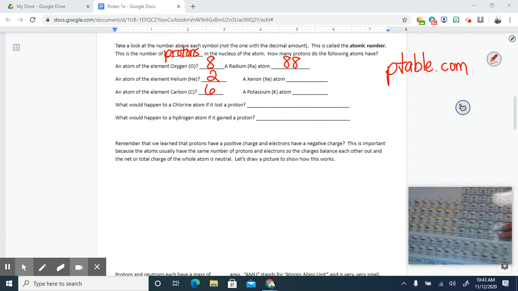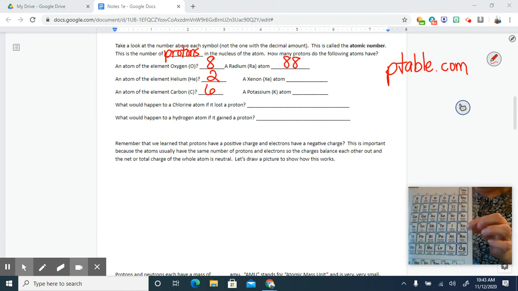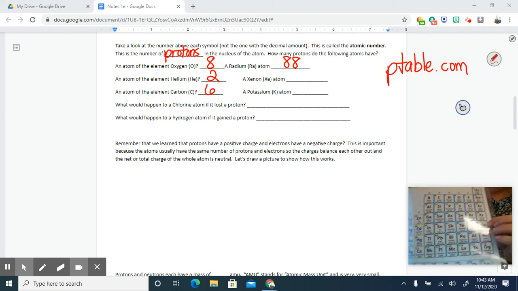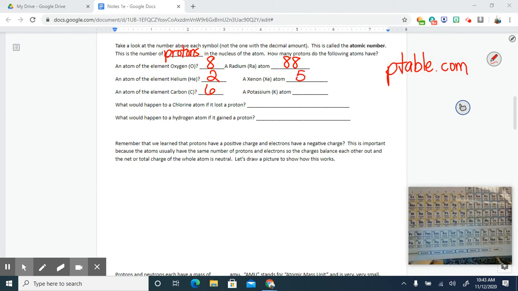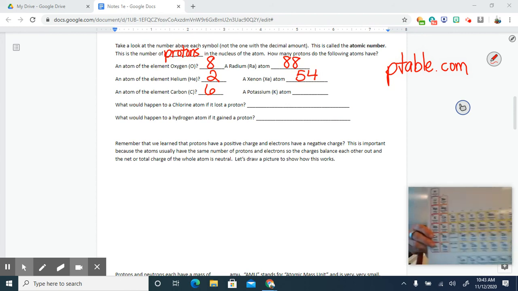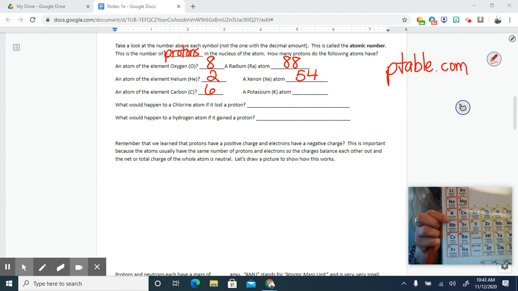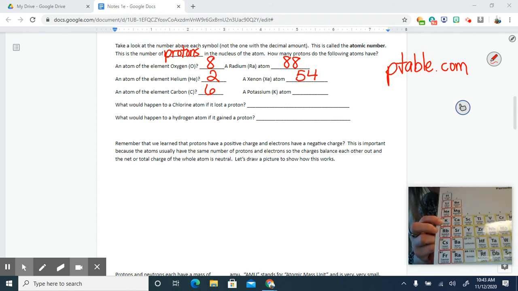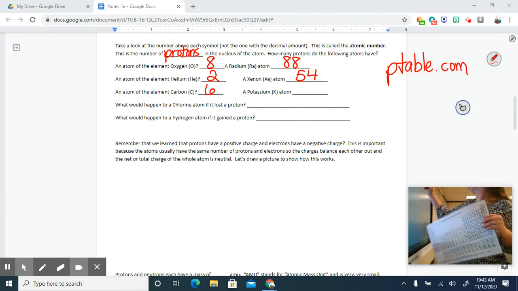Back over to this side again for xenon, right there, xenon, and that's 54. And then we're back over here again for potassium. Okay, there, potassium is 19.